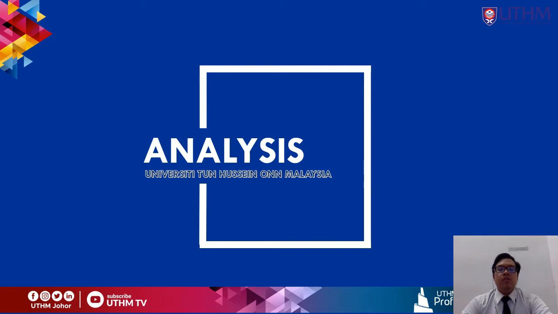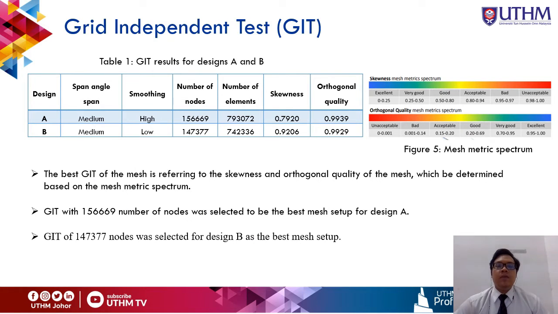Next, we go to the analysis of my project. For the grid independent test, GIT, the best GIT of the mesh is referring to the skewness and orthogonal quality of the mesh, which can be determined based on the mesh metrics spectrum. GIT with 156669 number of nodes was selected to be the best mesh setup for design A because the skewness of this mesh obtained is the lowest. Hence, the mesh of this node is good and the orthogonal quality is excellent according to the mesh metrics.